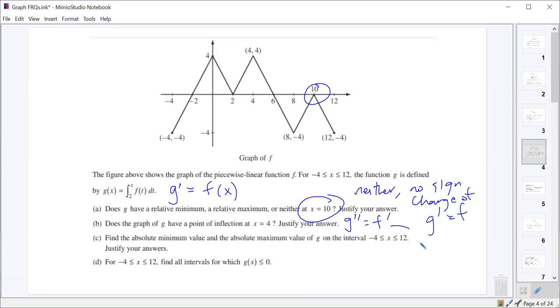And so the answer should be yes, f prime or g double prime goes from positive to negative. Good or no? Any questions, any issues there on A or B? Both of those are just worth 1 point.